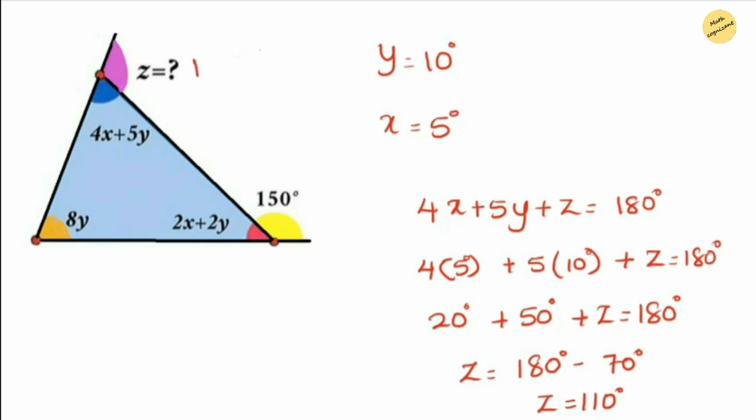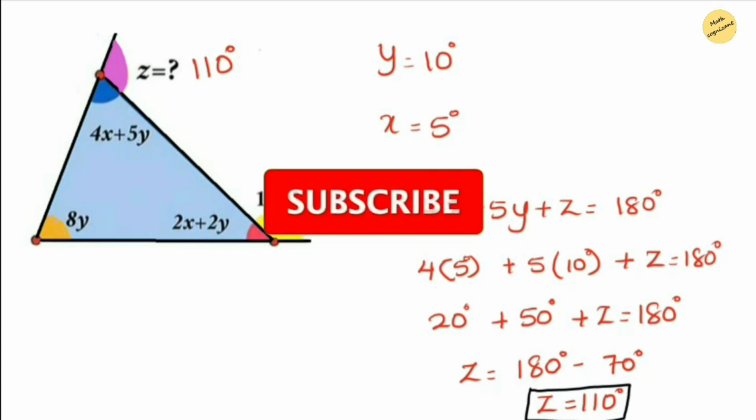That's how we can find the value of z using different properties of geometry. You should know the properties of exterior angles, the property of supplementary angles, as well as linear equations to solve such types of problems. Hope you understood this concept.